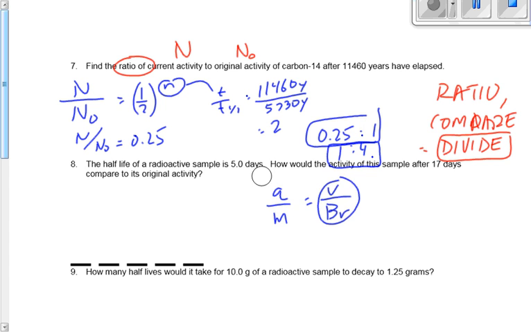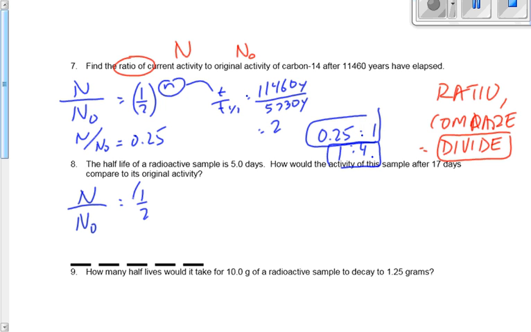All right, number 8. We got a similar thing here. We want to compare the activity to its original activity. So once again, we're going to say n over n0. It doesn't say find a ratio, it just says compare. But it's the same thing. 1/2 to the little n. We're going to find n the same way. It's 17 days divided by 5 days. It's going to give me 3.4.